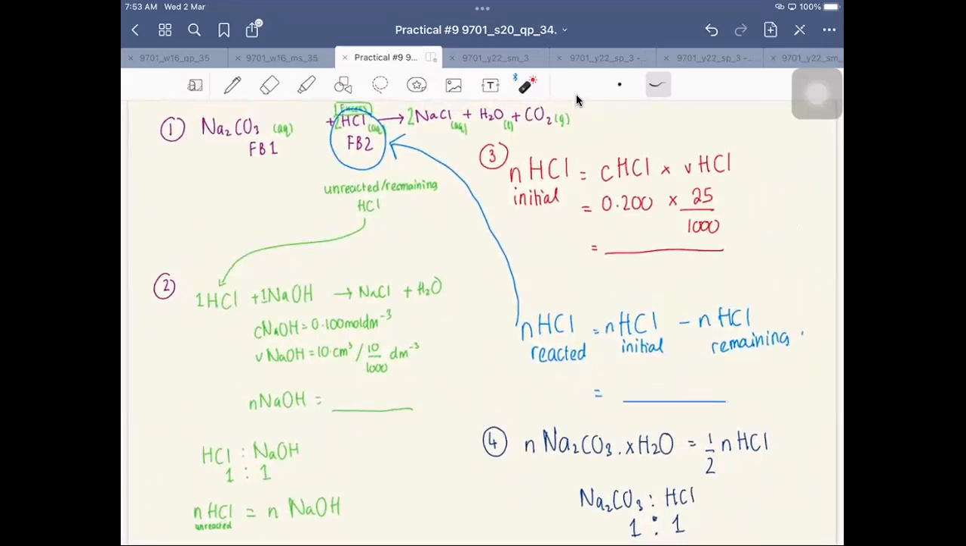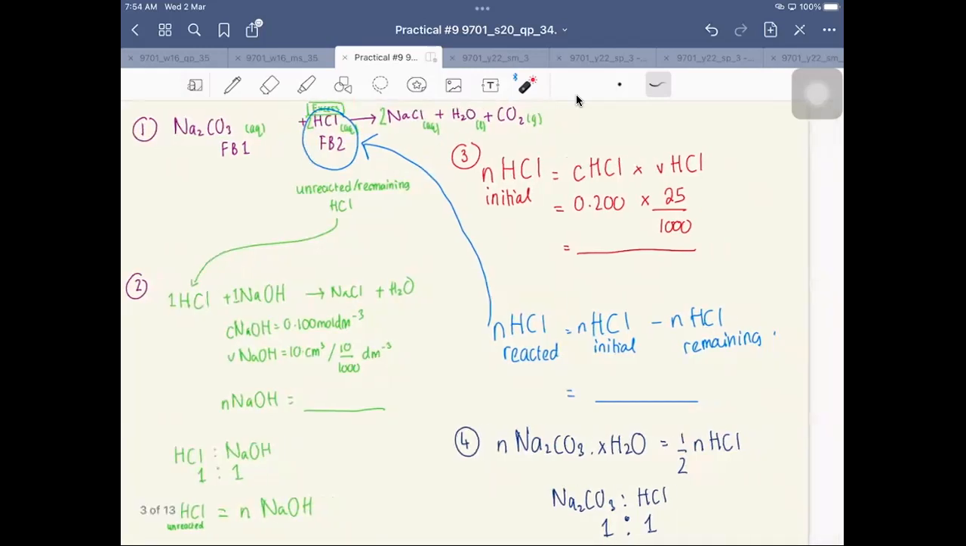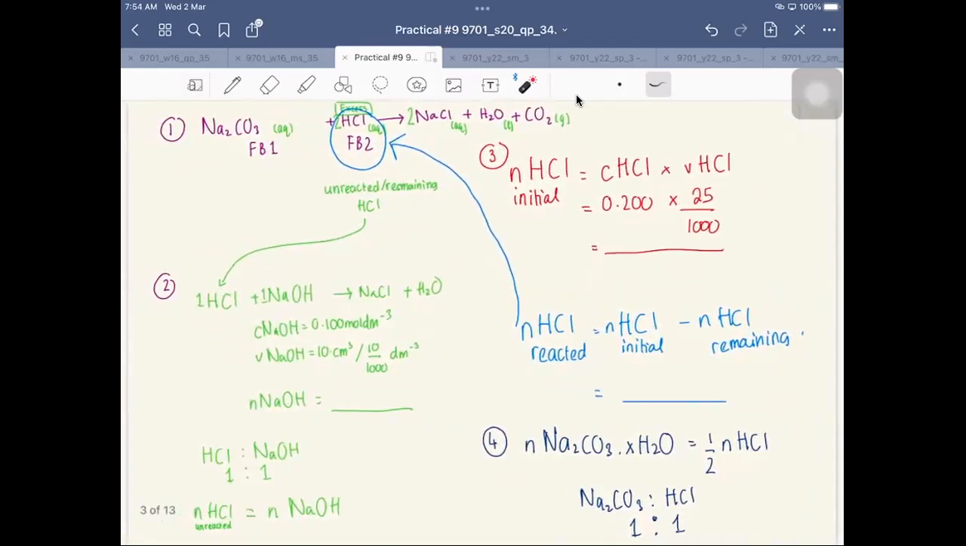Right, so I will not go through this whole calculation because this is something that we have already done. But here's my point: n HCl reacted equals initial minus remaining. One student asked me, Miss, how do we know when to use initial, remaining, and excess? Usually it is when they mention that any remaining or unreacted reagent is then reacted further with a different reagent. So that's when you know this kind of calculation will come in.